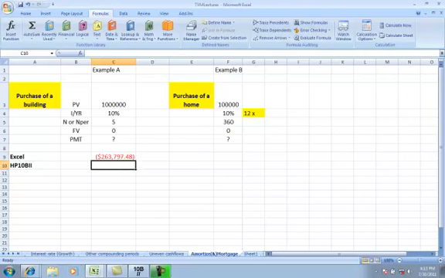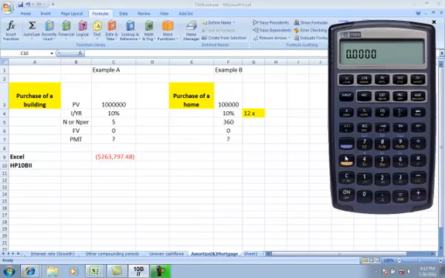In the Hewlett-Packard 10B2 calculator, it's the same way. We're looking for the payment. So we're going to make 5 equal payments at 10% on the original $1 million loan, so the payment is, there's the $263,797.48. You notice I left the future value out because the calculator will assume 0.